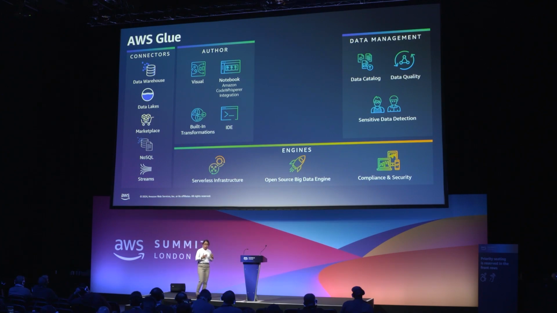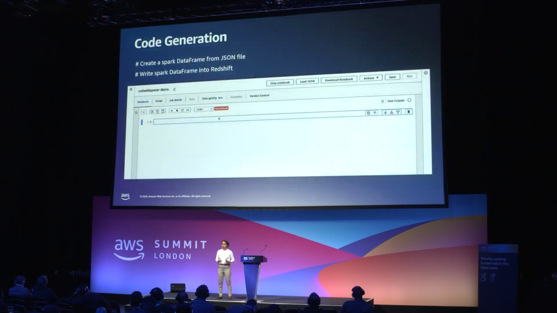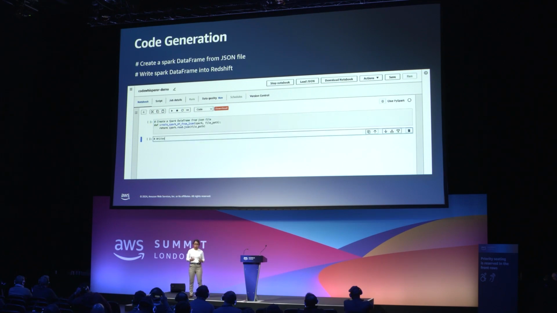For developers, AWS Glue provides a visual code editor called Glue Studio, so you can just drag and drop the components to build your data pipeline. But if you prefer to write your own code, you can use Glue Studio Notebook. Glue Studio Notebook now integrates with CodeWhisperer. So your developer, instead of writing the code directly, can use plain English to write the code.